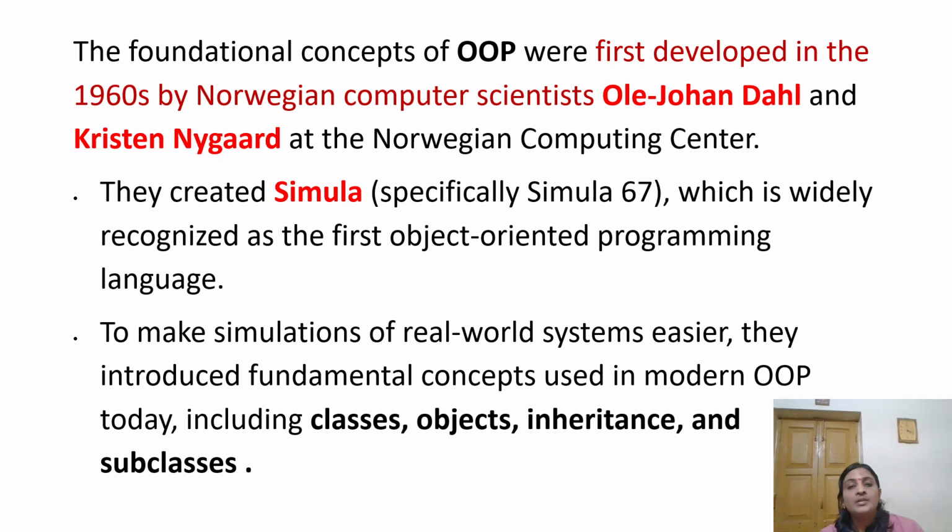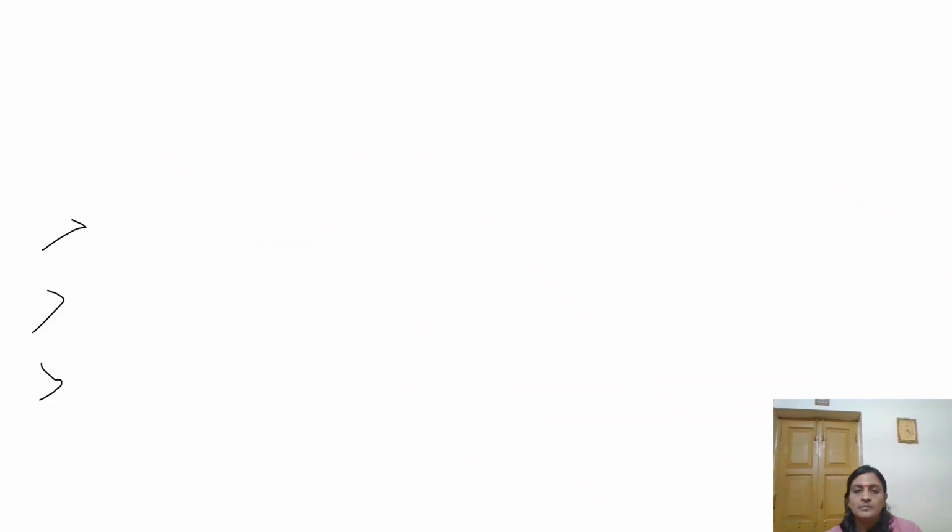Let's start our classes. Today we are going to discuss the OOPS concept, which means object-oriented programming. First, we have to know who developed it. It was developed in 1960. In 1960, the scientists Ole and Christensen created Simula 67, recognized as the first object-oriented programming language. Then we move to what it is and where the concepts are used, like class, object and inheritance.